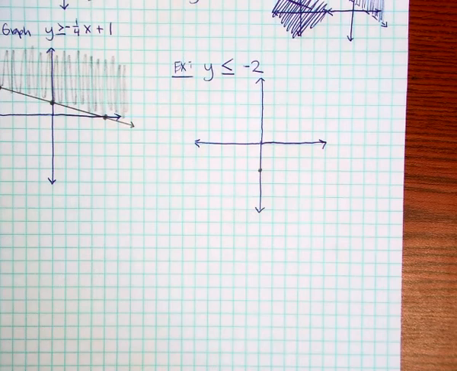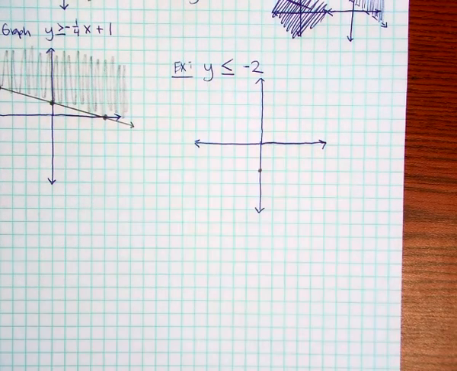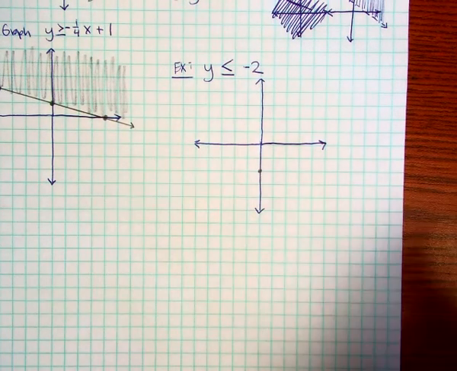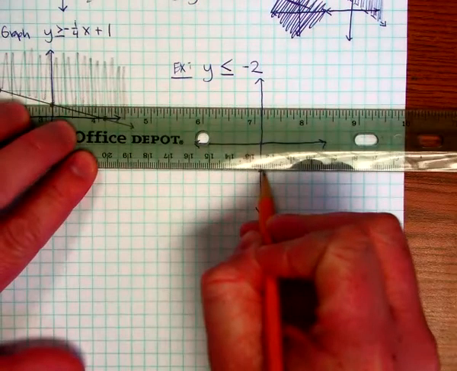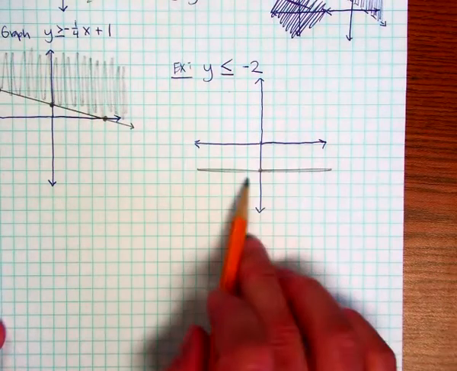The only type of line that could be at negative 2 on the y-axis, but there's no x, so it doesn't go through the x-axis, would be a horizontal line. So we draw a horizontal line. This one is underlined, so it will be solid.